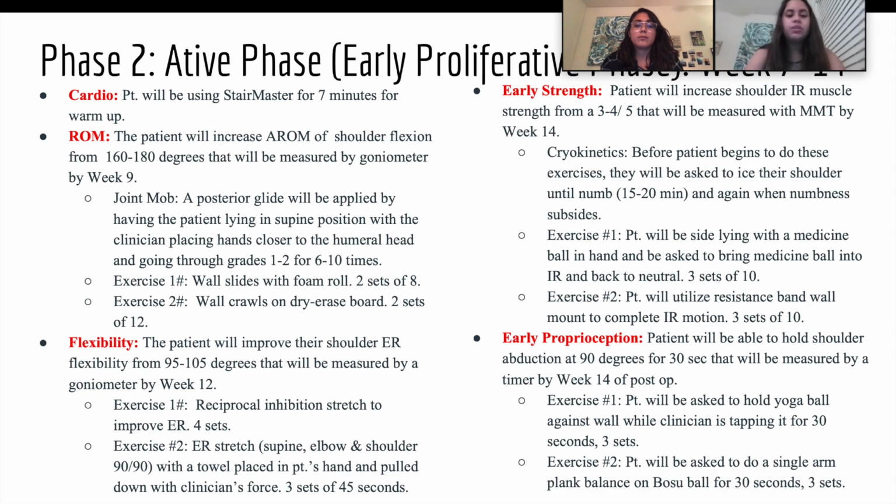Exercise 2 is that the patient will be asked to do a single arm plank balance on a Bosu ball for 30 seconds, and they're going to do 3 sets of those. Our justification for this exercise is that with an unstable surface, it requires more effort and strength from the patient in order to balance and hold those motions.